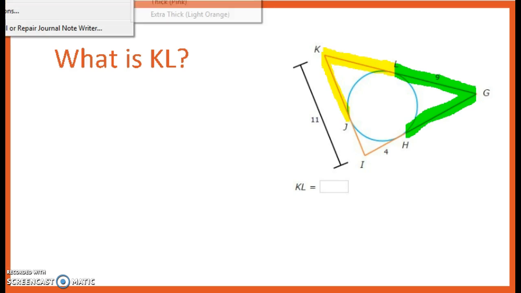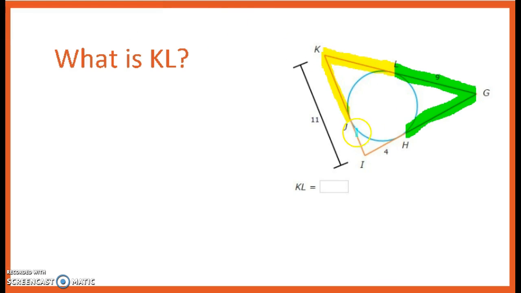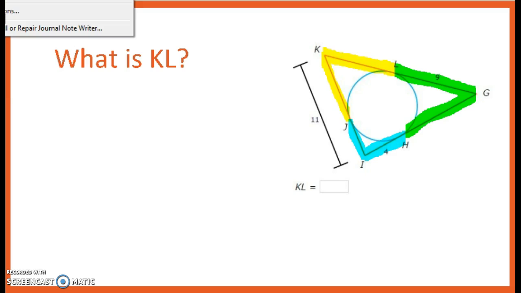And then last of all, we see that IJ is tangent, and so is IH from the same external point I. So basically, those colored segments are going to be congruent using our two tangents theorem. So we know that because KL and KJ are tangent from the same external point K, these are congruent.